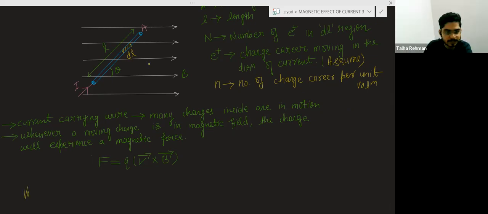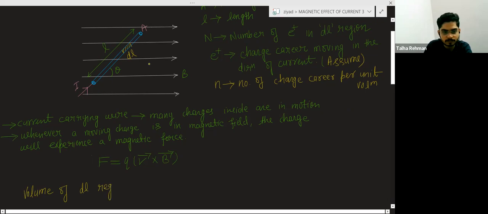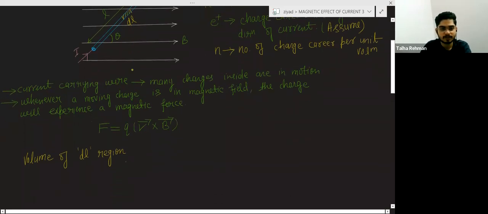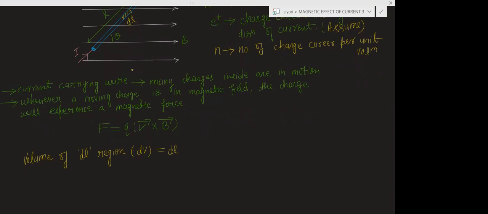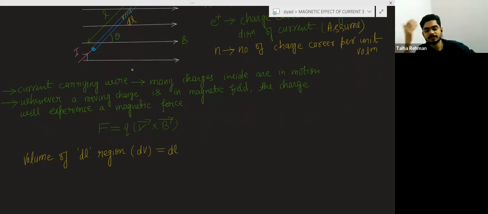So first calculate the volume of the dl region. The dl region means this region, which is very small, and the volume of the dl region I will represent with dV. What is the volume? Volume is length into area.